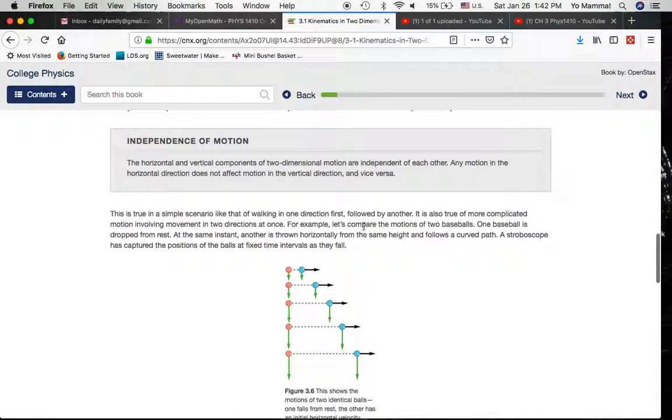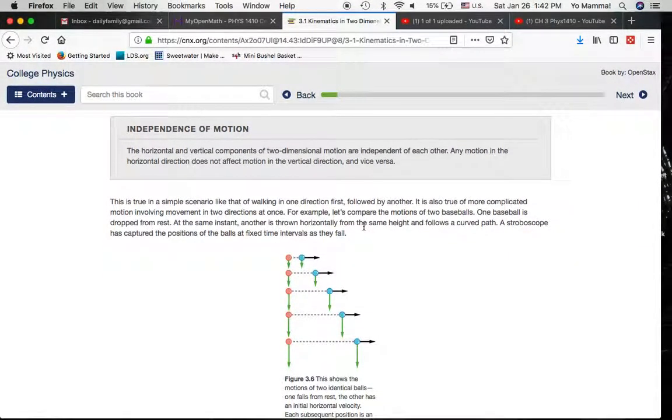Now, it's important to note and to recognize that motion in perpendicular directions is independent of the other dimensions. So one of the experiments that can be done to show this is the dropping ball and the thrown ball at the same time. So you have this red ball here that you drop straight down, and these arrows represent the velocity vector. Over time it gets faster and faster and faster as it accelerates down towards the ground due to gravity.